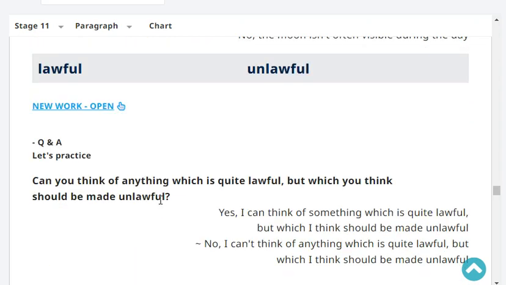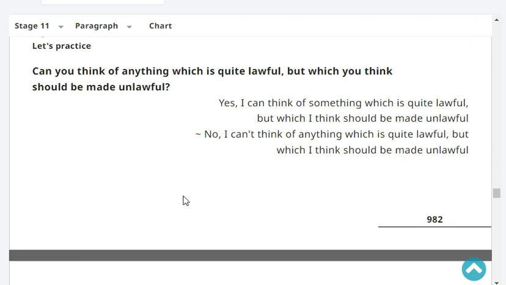Can you think of anything which is quite lawful but which you think should be made unlawful? Yes or no?